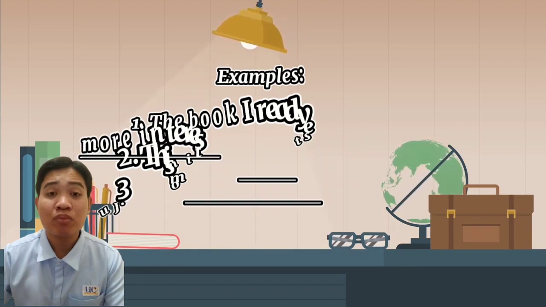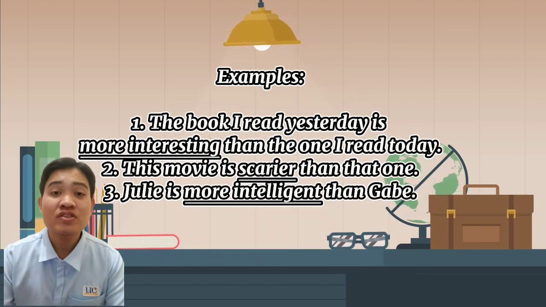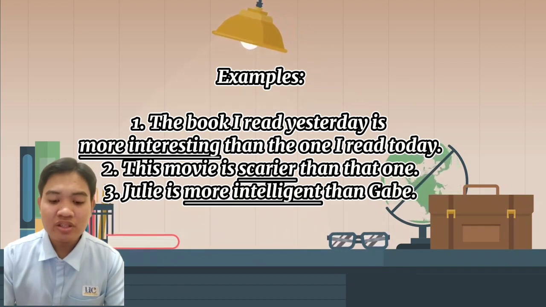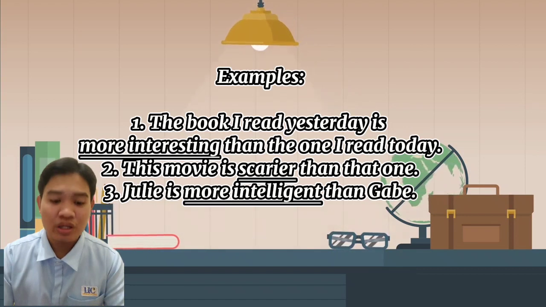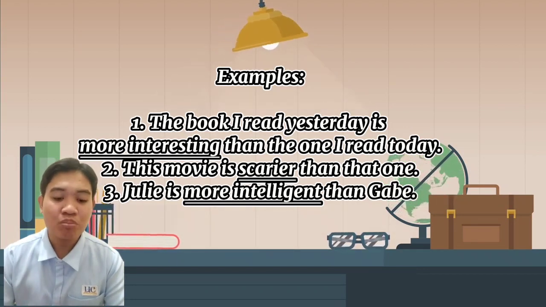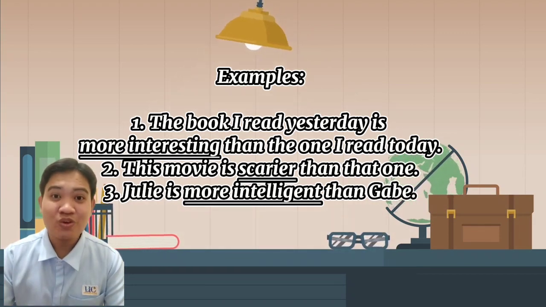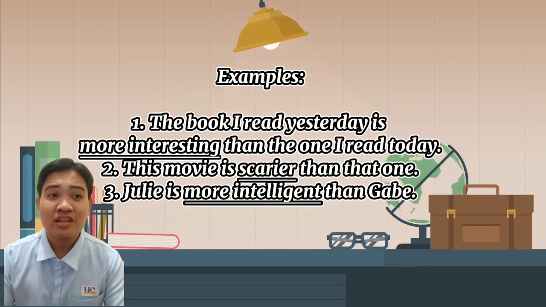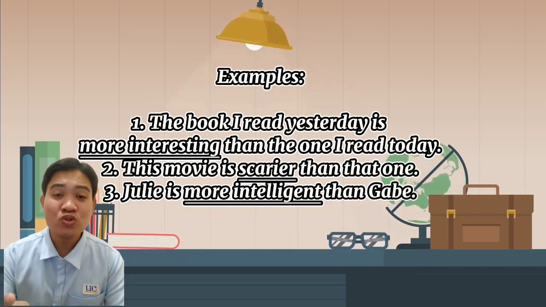And these are examples of comparative form of adjectives. The first example: the book I read yesterday is more interesting than the one I read today. So the subjects here are the book I read yesterday and the book I read today. So there is a comparison already in the two subjects.